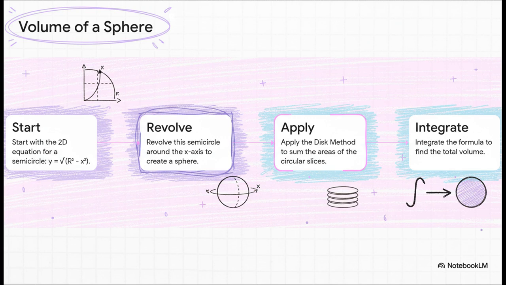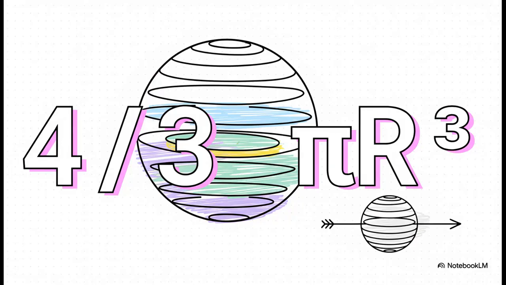Well, watch this. We start with a super simple 2D shape, a semicircle. Then we take that semicircle and revolve it around the x-axis. And what shape do you get? A perfect sphere. So now, all we have to do is use our disk method to add up all the little circular slices from one end of that sphere to the other. And when you do the math, when you actually work through that integration, this is what pops out. 4/3 pi r cubed, the famous formula for the volume of a sphere.